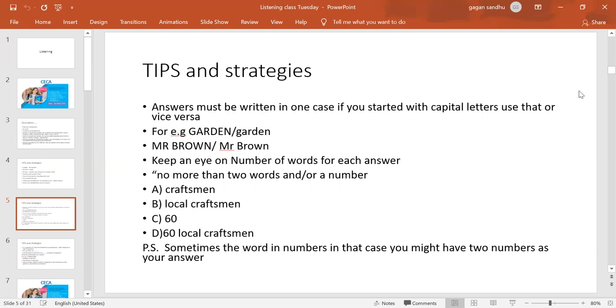Every word is counted. It's not like an article or a preposition you put before the proper noun is not counted. No, every word is counted, and every number is counted as per the instruction.